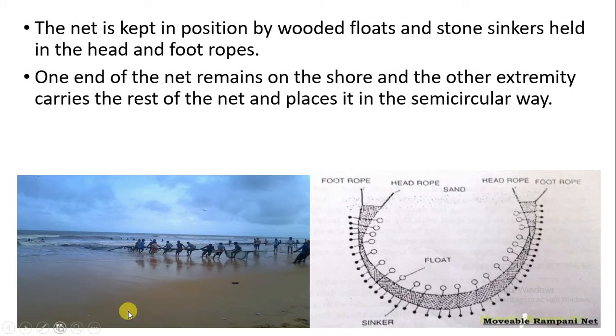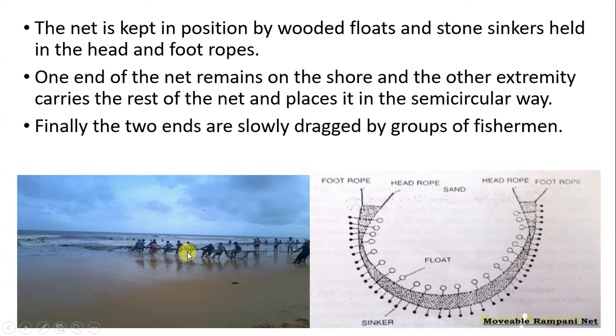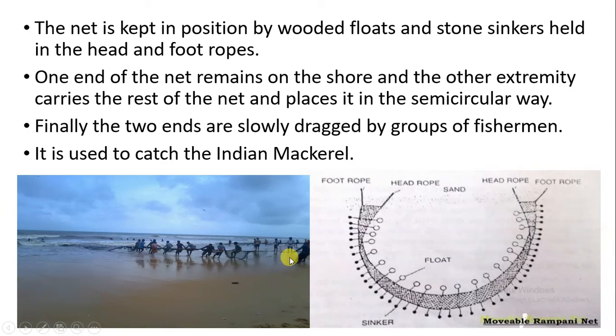So one end of the net remains near the shore, and the other extremity carries the rest of the net and places it in a semicircular way. So the net is present in a semicircular way, and finally the two ends are slowly hauled, slowly dragged by a group of fishermen. So it is used to catch Indian fish like the mackerel.